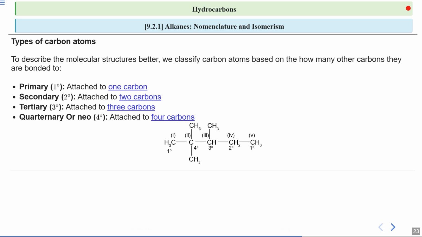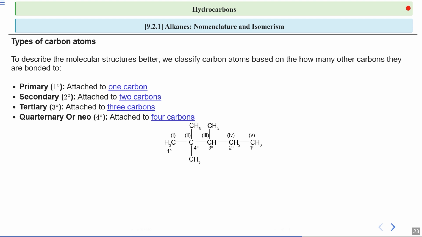If I try to represent all 4 kinds of carbon atoms in the same compound, then you can take this example. You can see here that the first number carbon is 1 degree because it is only attached to one carbon. Whereas the 4th number carbon is 2 degree because it is attached to 2 other carbons. And the 5th carbon is 1 degree. Since these 2 carbons are present on the terminal side, they have 1 degree carbon atoms.